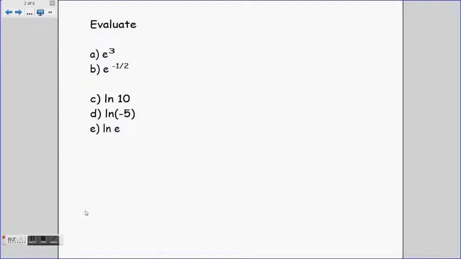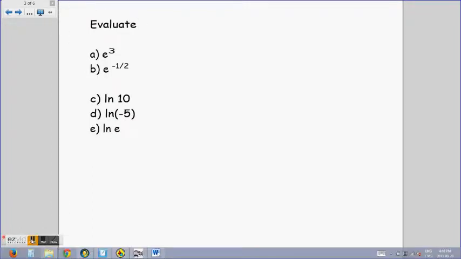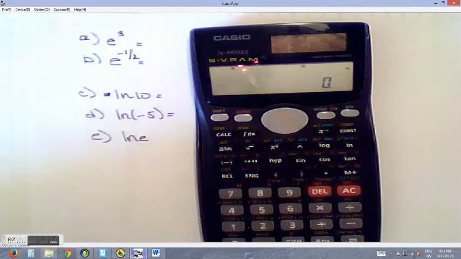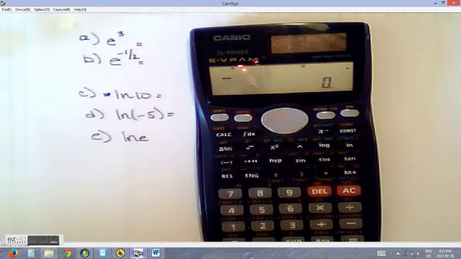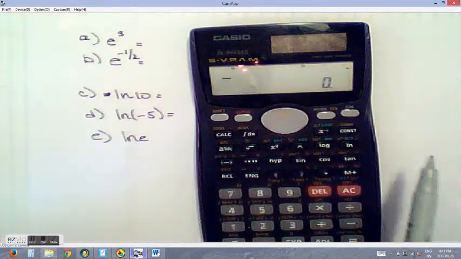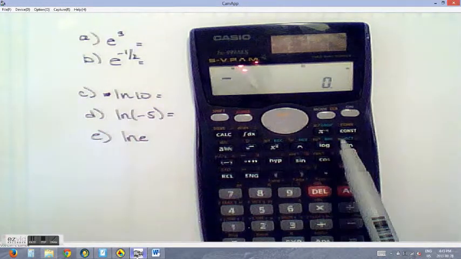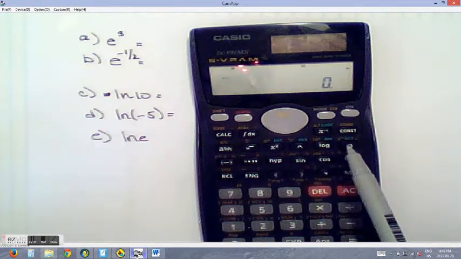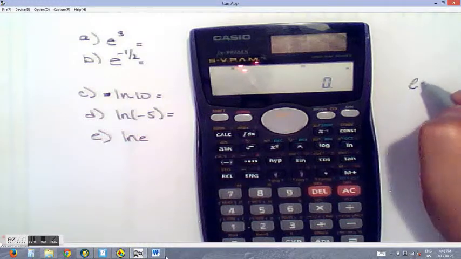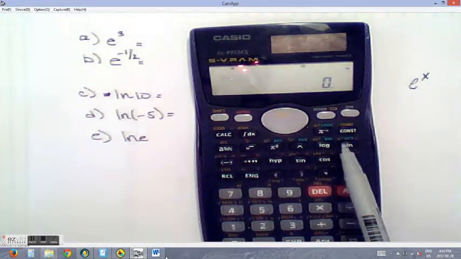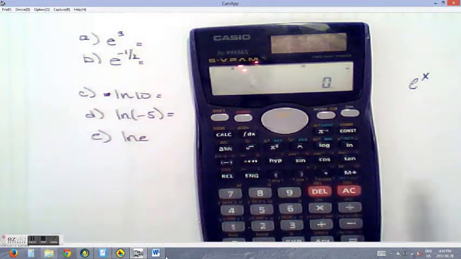Let's take a look at this simple exercise. I'm going to get you practicing on your calculator, and I want you to punch this into the calculator. Let's take a look at A, B, all the way to E. So evaluate. Looking at A, we have e to the exponent 3. On your calculator, depending on what you have, mine is e to the x. I'm going to see that little e to the x, which is above my ln button.